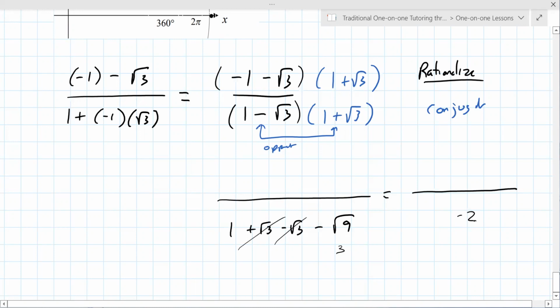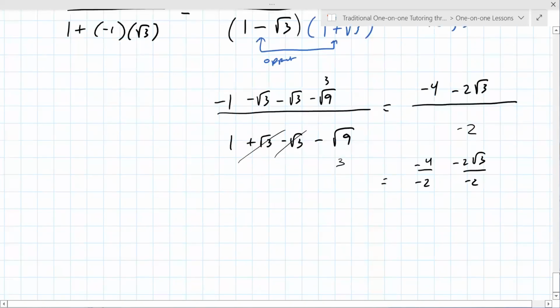Right. In the numerator, you've got to FOIL. So you get minus 1 minus square root of 3 minus square root of 3 minus square root of 9 on the top. So the minus square root of 3's do not cancel this time. They combine. The square root of 9 is 3. So you have minus 1 minus 3, which is minus 4, minus 2 square root 3. And then from here, you divide each of them by minus 2. Yeah. And you end up getting something kind of reasonable after all that.